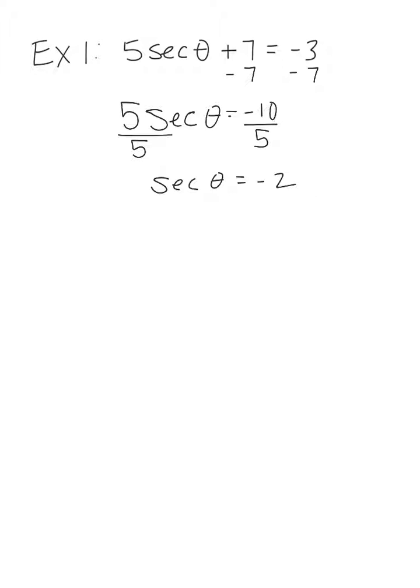equals -2. Now, that does mean that cosine theta, the cosine is the reciprocal of secant, the reciprocal of -2, which would be -1/2. But that's confusing for most students just to understand why. So let me just show you where that comes from.